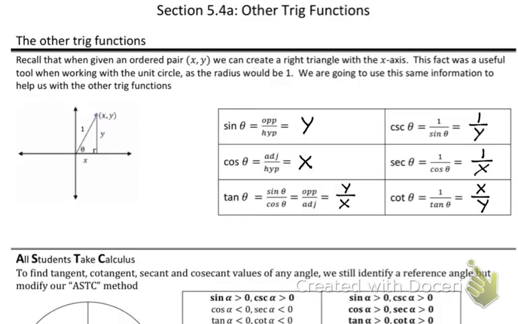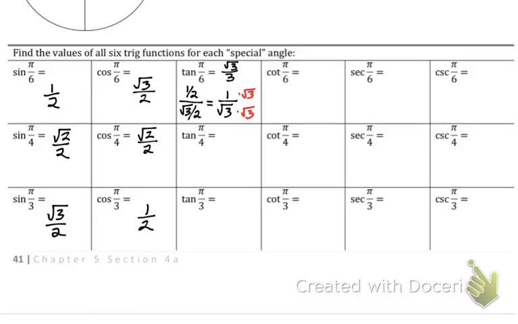So we said earlier that tangent equals whatever my sine value is over whatever my cosine value is at that angle. So I just took my sine value of 1/2 and threw it on top of my cosine value, which is square root of 3 over 2. And then I simplified.